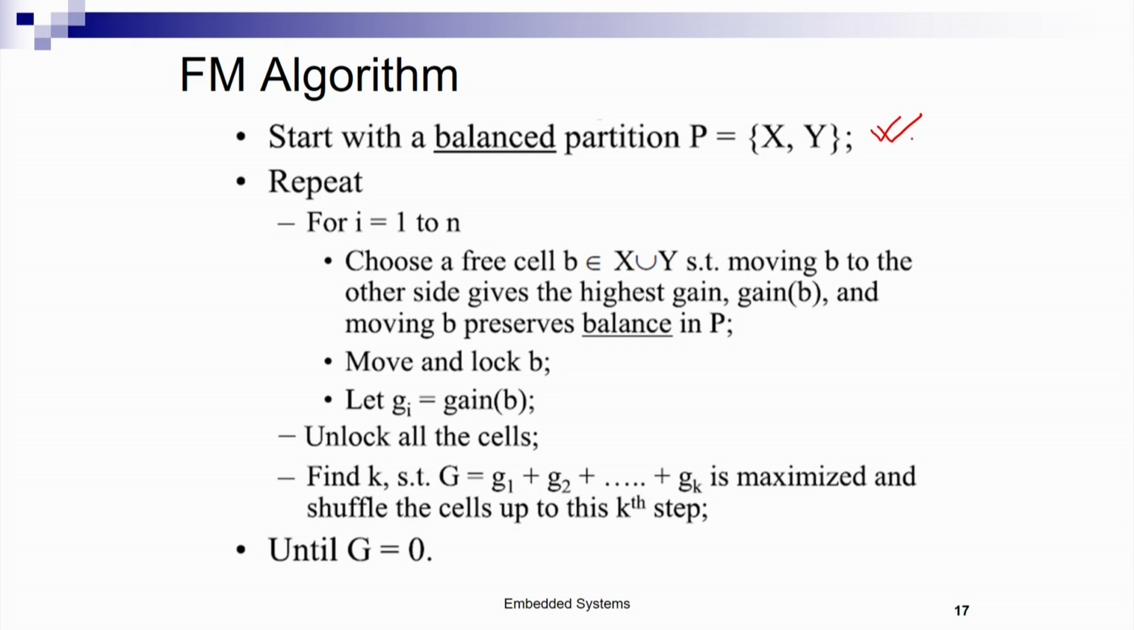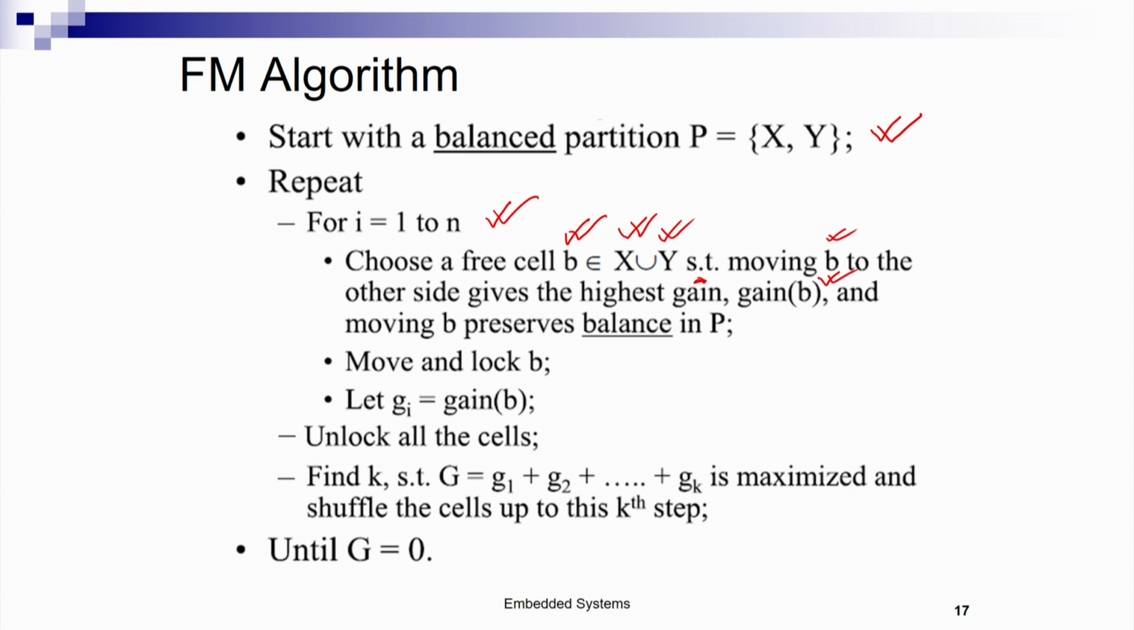So, we start with the balanced partition P, and like Kernighan-Lin, we repeat for i equals 1 to n. Let us say the number of nodes that I have is n, and we choose a free cell or free module B either in x or in y, it does not matter, since it is not exchanging. I will just choose a module from x or y such that moving B to the other side gives me the highest gain. And what is the gain?